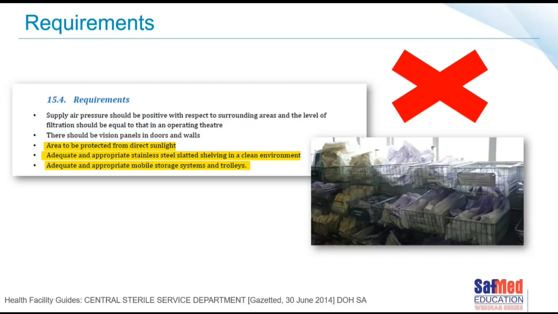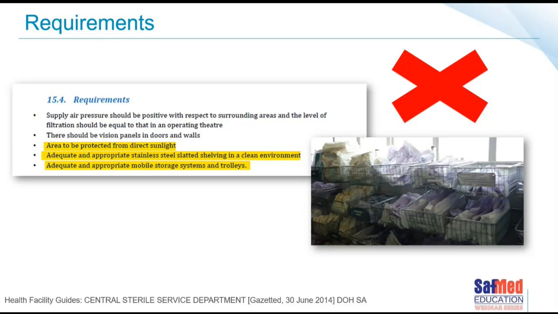The guidelines talk to the fact that the area should be protected from direct sunlight. In other sections, it talks about natural light, which is really awesome to have in your CSSD if you can, if you're not down in the bottom in the dungeon. But if there is natural light, we need to protect our packs from direct sunlight.